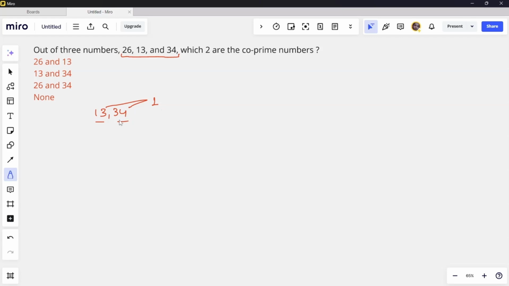If the numbers do not have any common factor except 1, it means those numbers are a co-prime pair. And as you can see, 13 and 34 do not have a common factor except 1. Okay, so it means 13 and 34 is the correct answer.